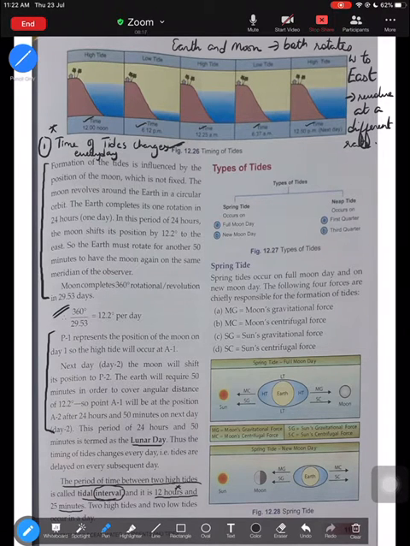For example, if you look here, at 12 noon, one high tide has occurred. Okay, now for the next high tide to occur, what would be the time interval?